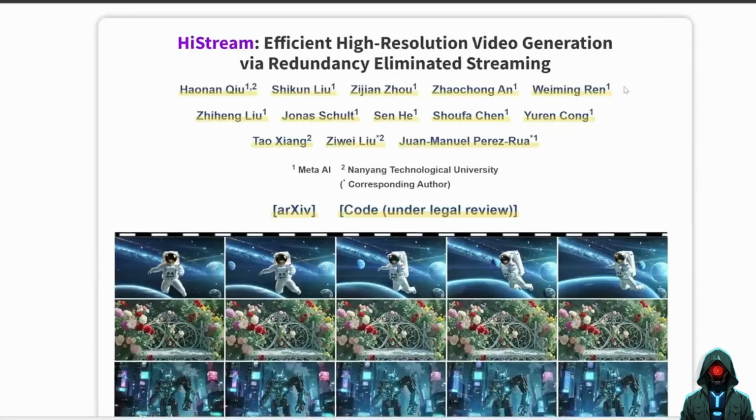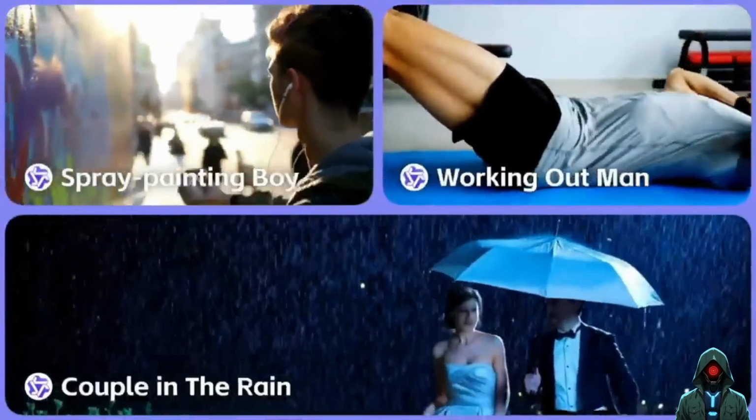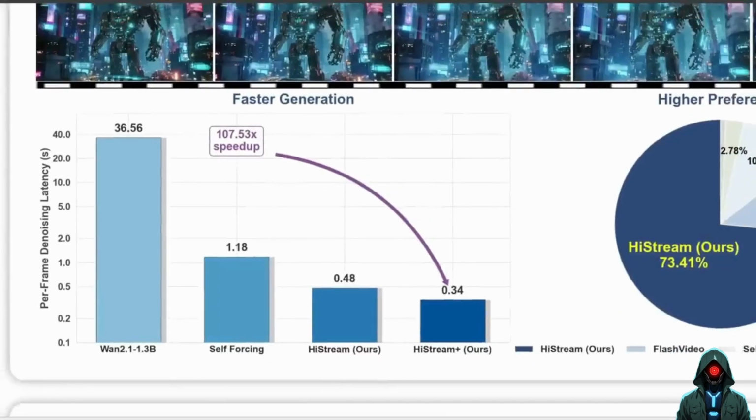Researchers from Tsinghua University and Kuaishou Technology have just unveiled HiStream, a new model that can generate high-fidelity 1024-pixel video in real time. This isn't just a step forward, it's a giant leap that could redefine everything from video conferencing to live streaming and gaming.